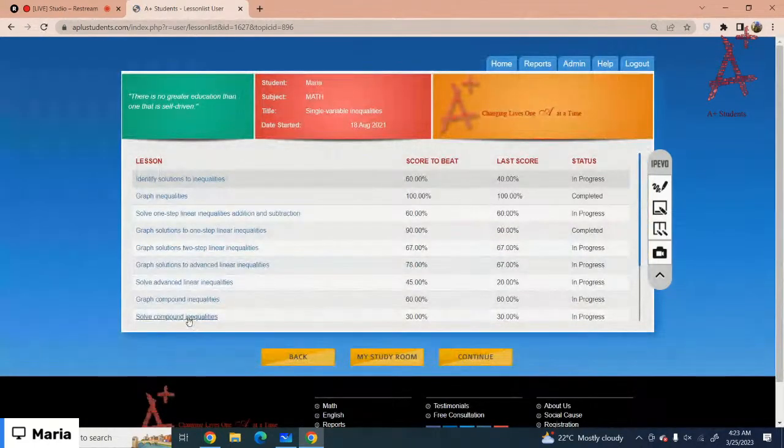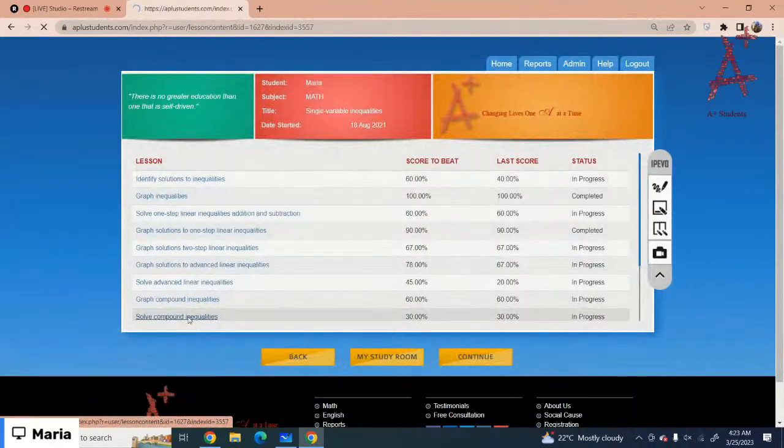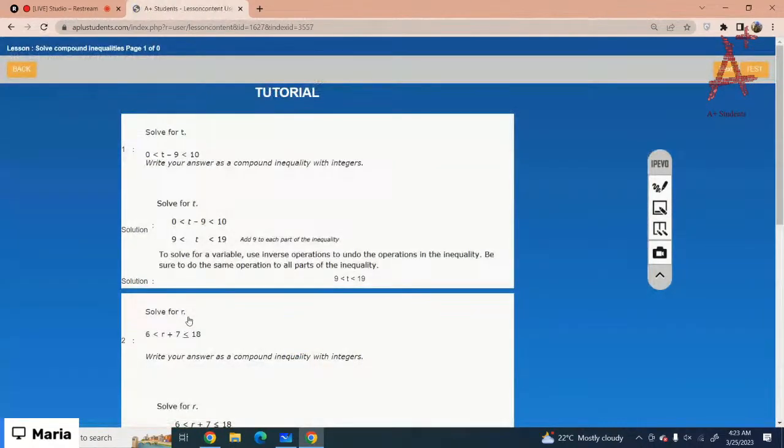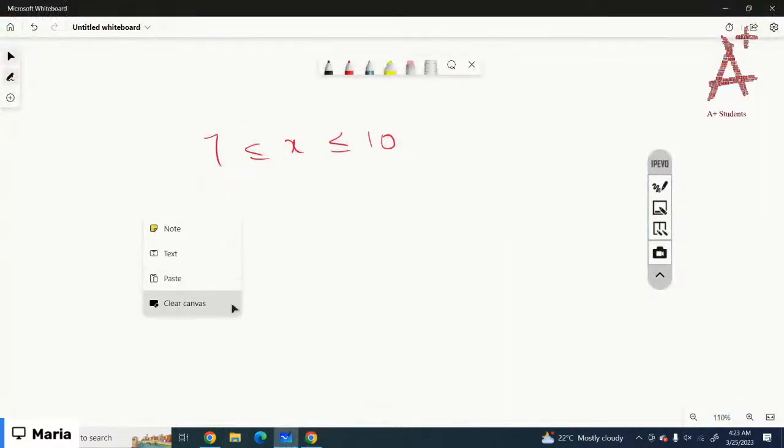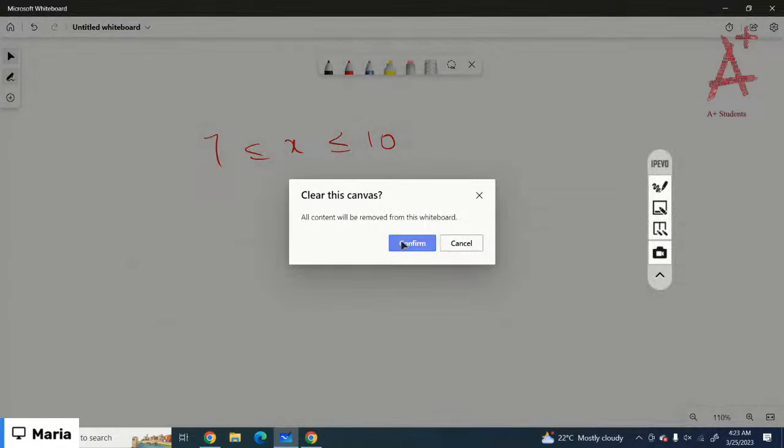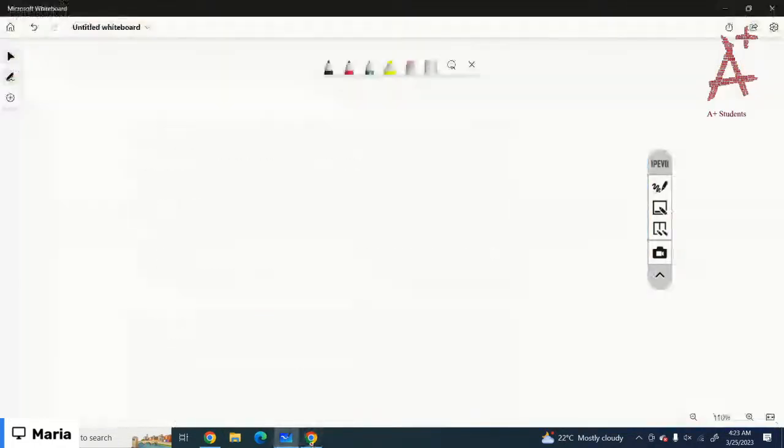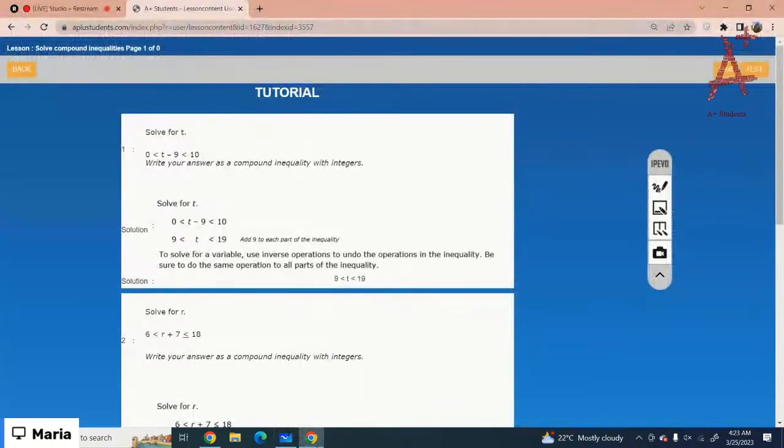Okay, here I am on the next lesson, that is solve compound inequalities. So let's just start with the lesson. We're going to learn how to solve compound inequalities. Let's start with the first example, that is 0 is less than t minus 9 is less than 10. So we have to solve the compound inequality. So how do we solve?